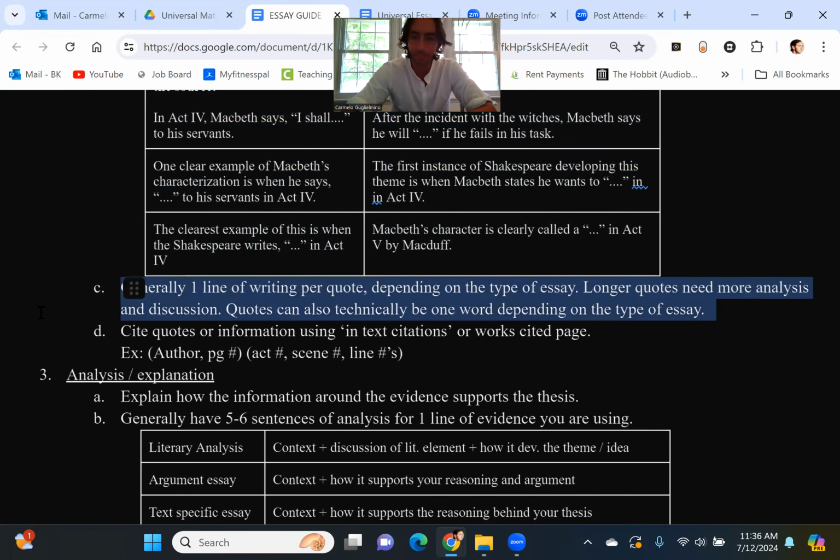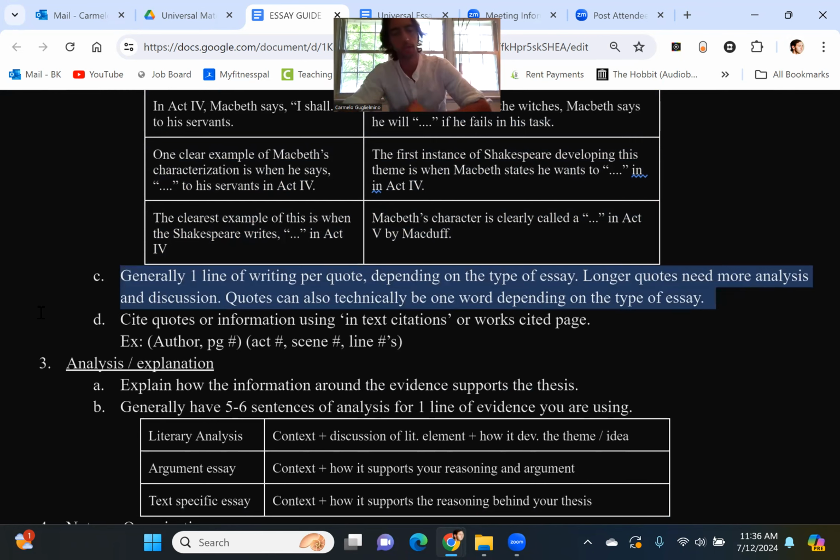Now, this gets back to that numerical equation I sometimes teach my students. I tell them generally one line of writing per quote, depending on the type of essay, right? If you're writing a basic analysis of literature, a basic thematic analysis, you might not want your quotation to be more than one line long on your written paper. If your quotation is 2, 3, 4 lines long, and then you have a little bit of your writing at the end of it, that just looks kind of sloppy, right?